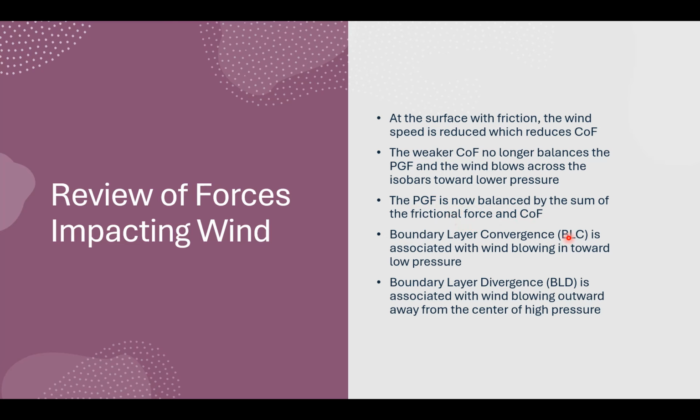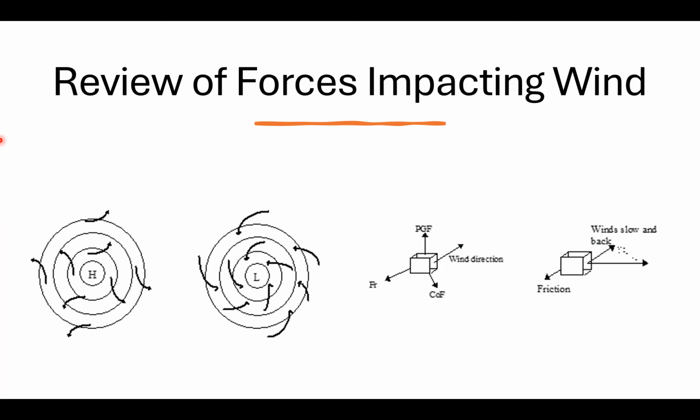The boundary layer convergence is a result, and it's associated with wind blowing in toward the low pressure. We get that low level converging air. Boundary layer divergence, by the way, is associated with wind blowing outward away from the center of high pressure. So again, a review of forces impacting the wind. This is boundary layer divergence on the very left. You see the H representing the center of high pressure at the surface. You notice how the winds blow outward and away from the center in a clockwise manner, away from high pressure. So this results in boundary layer divergence around a high.